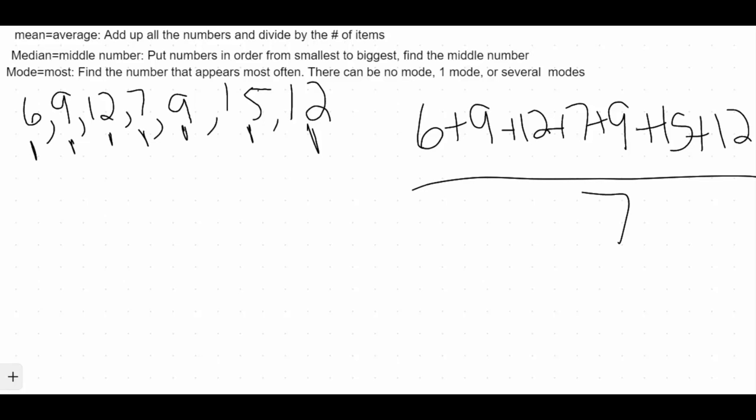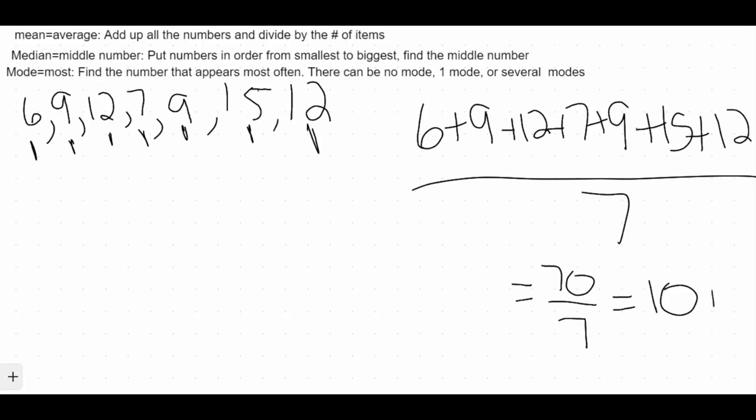Alright, so when we add these all up, 6 plus 9 plus 12 plus 7 plus 9 plus 15 plus 12, I am getting a 70. So then we need to take that 70 and divide by 7. So 70 divided by 7 is a 10. So the average of this set of numbers here is 10.